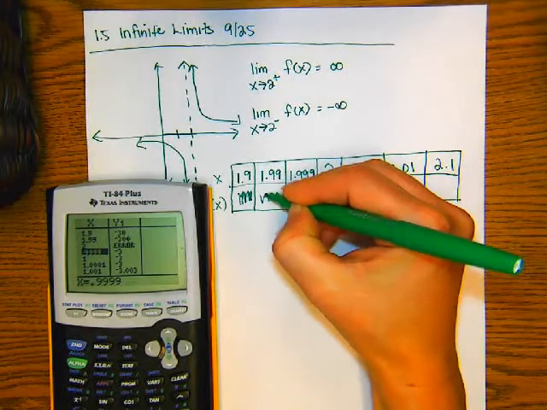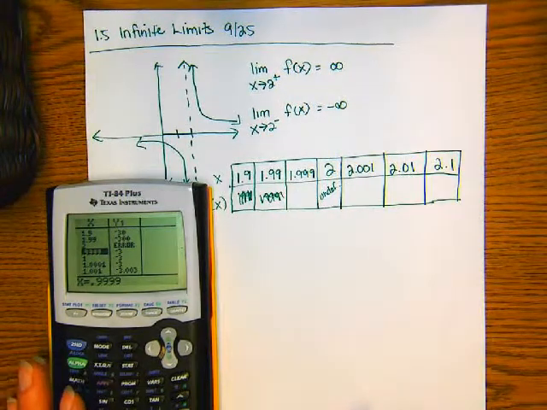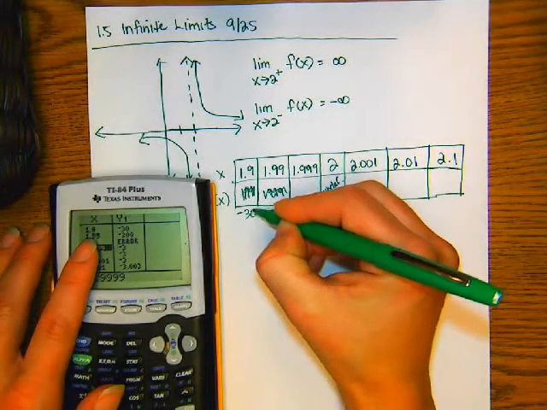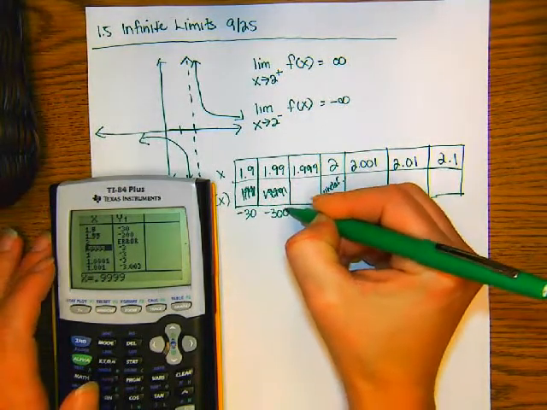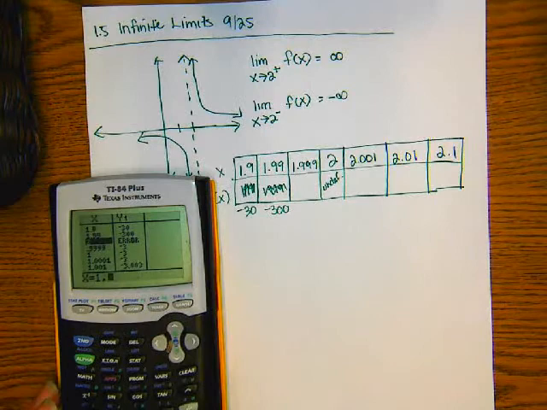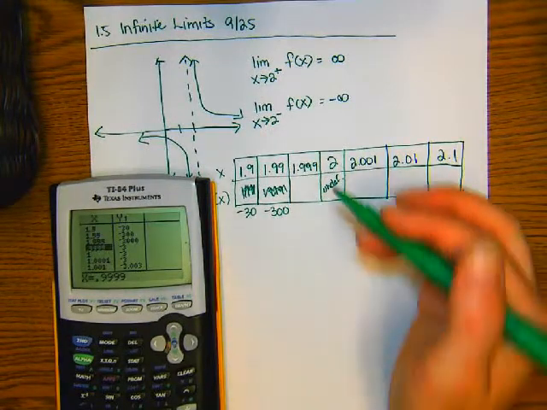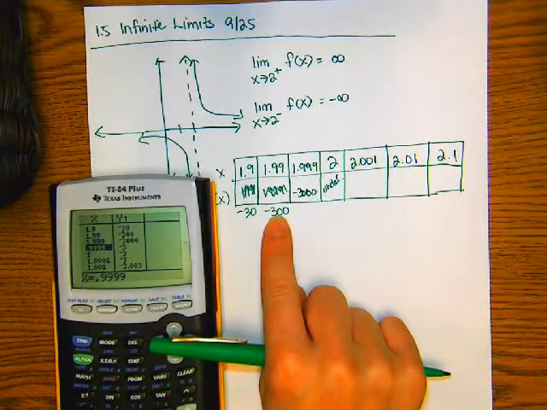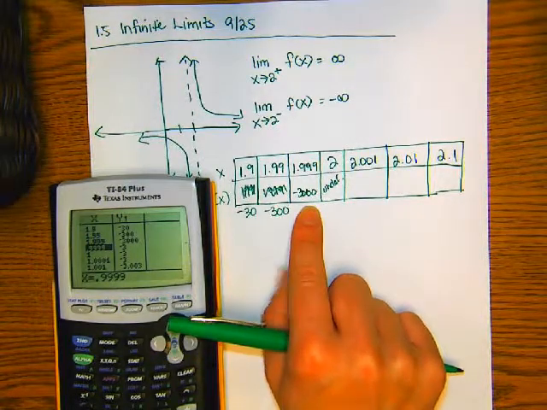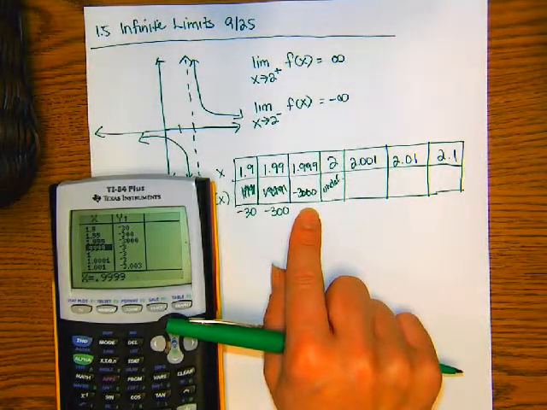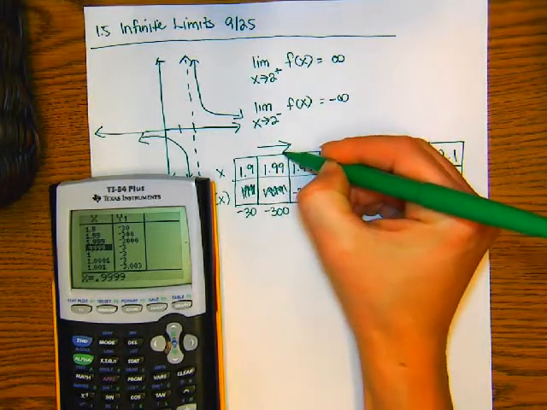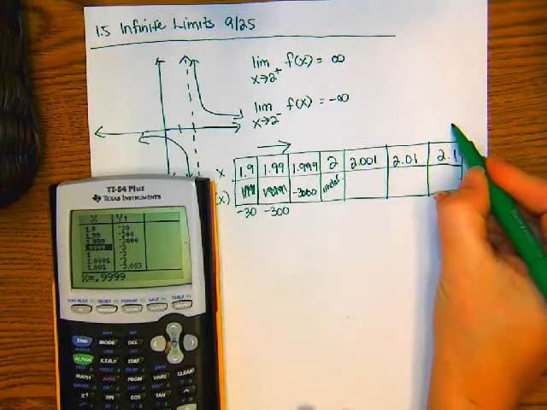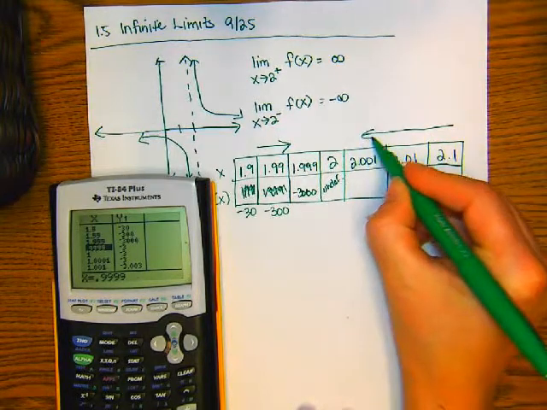Did I not? I don't know. Is this what you're getting now? Can you not see it? When I put 1.99 in, I get negative 300. 1.999 is negative 3,000. Okay. Can you guys see that these numbers are getting closer and closer to a negative really large number? And that's this left-hand limit coming from the left.